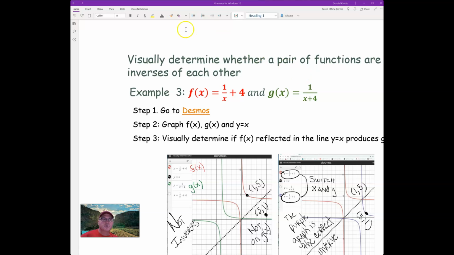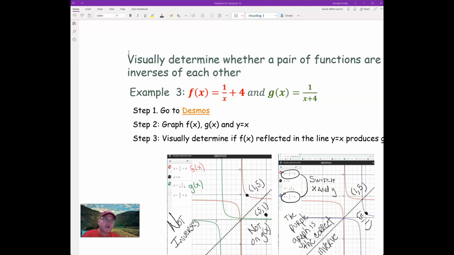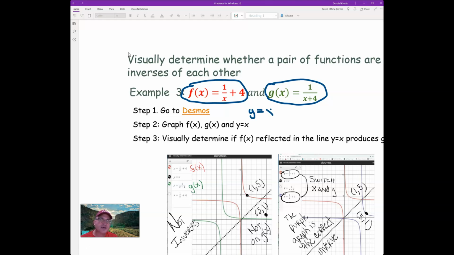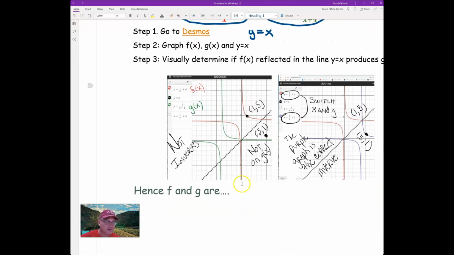All right, this next question asks you to visually determine whether a pair of functions are inverses of each other. So here's what you're going to do. You're going to go to Desmos. You're going to type in this equation, type in the second equation, and type in the line y equals x. And then you're going to look at those graphs. I already did that, and I just copied and pasted them right here so you could see them.